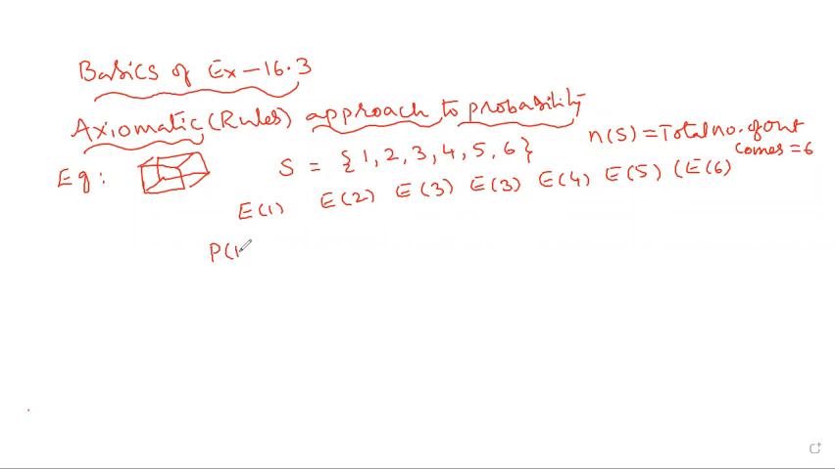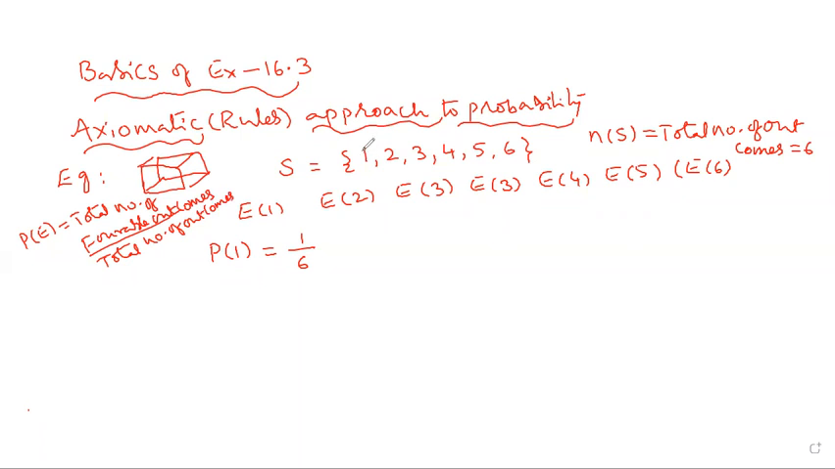Probability of event 1: how many times is 1 there in S? Only one number, by total 6. That is the probability formula. Okay? The probability of an event is equal to the total number of favorable outcomes by the total number of outcomes.